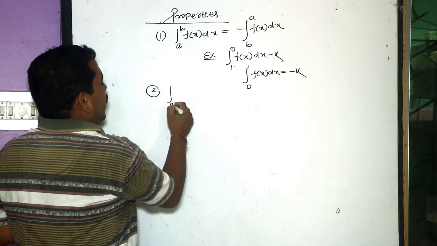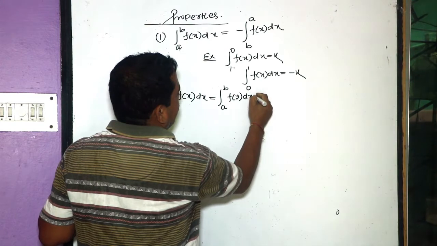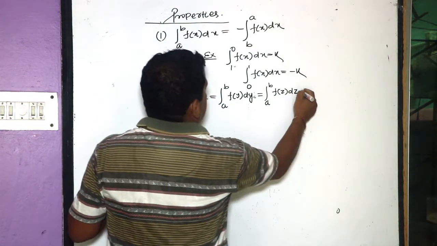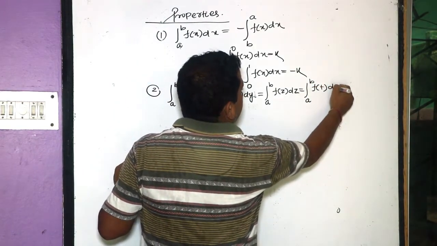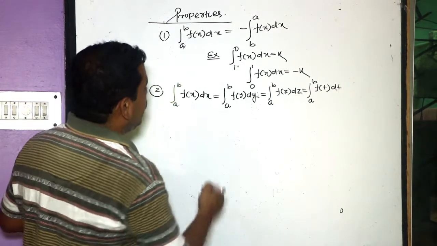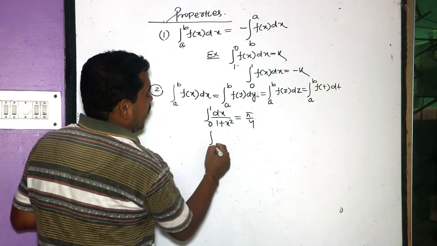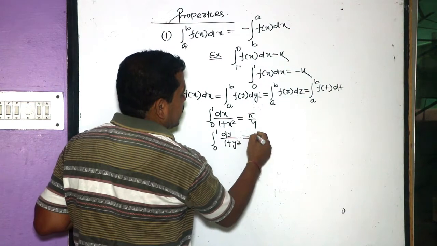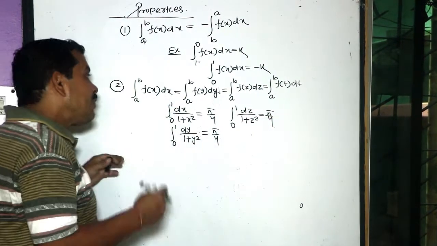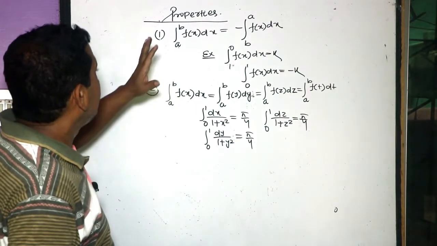Number 2: the integral from a to b of f(x) dx is the same as the integral from a to b of f(y) dy, which is the same as the integral from a to b of f(z) dz, which is the same as the integral from a to b of f(t) dt, like that. The variable has no role in definite integration. If we change the variable, it will give the same result. Suppose the value of the integration from 0 to 1 of dx by (1 plus x square) is pi by 4. If we take the integral from 0 to 1 of dy by (1 plus y square), it will be the same, pi by 4. If it is the integral from 0 to 1 of dz by (1 plus z square), that is also pi by 4. If we change the variable, it does not have any impact on the value of the definite integration. That is also a property of definite integration.